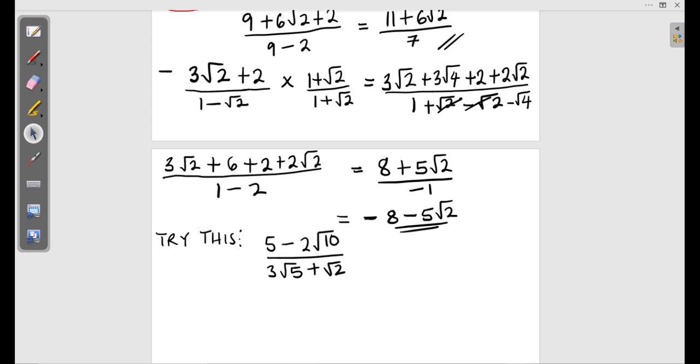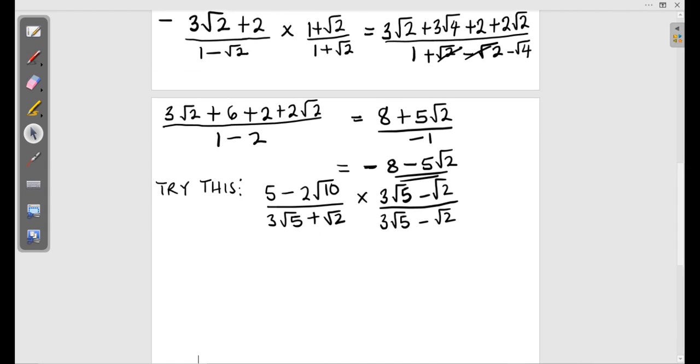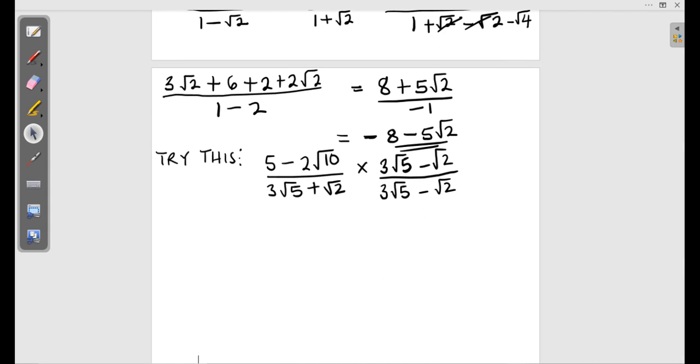So this would give us 3 root 5 minus root 2, divided by 3 root 5 minus root 2. So we expand. 5 times 3 root 5 will give us 15 root 5. 5 times root 2 will give us minus 5 root 2. Minus 2 root 10 times 3 root 5 will give us minus 6 root 50. Minus 2 root 10 times minus root 2 will give us minus 2 root 20.